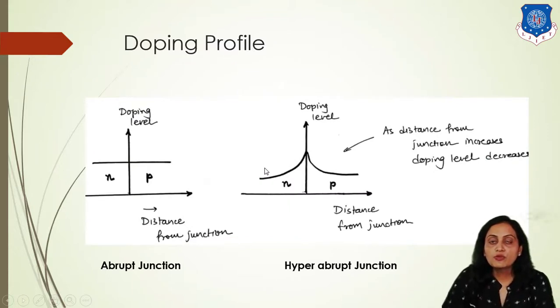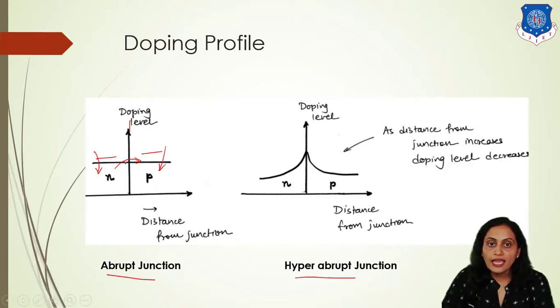Now we will see the doping profile in the varactor diode. So there can be two doping profiles. One is the abrupt junction and another one is called the hyper abrupt junction. What is there in the abrupt junction? You can see this is the PN junction, and this is the N type material side and this is the P type material side. So this semiconductor material is having pentavalent impurity and this semiconductor material is having trivalent impurity. So at the junction there will be a sudden change in the impurity level and the doping concentration remains constant.